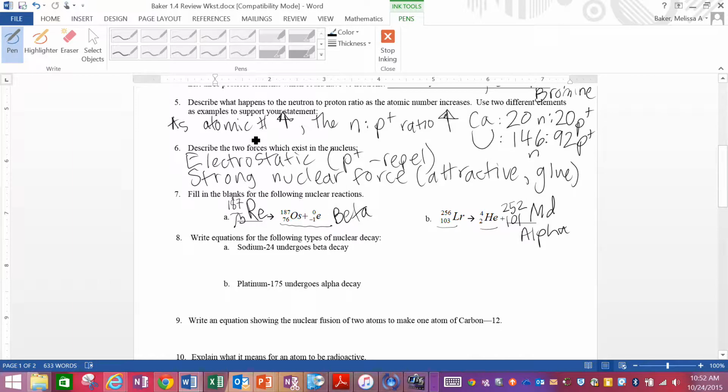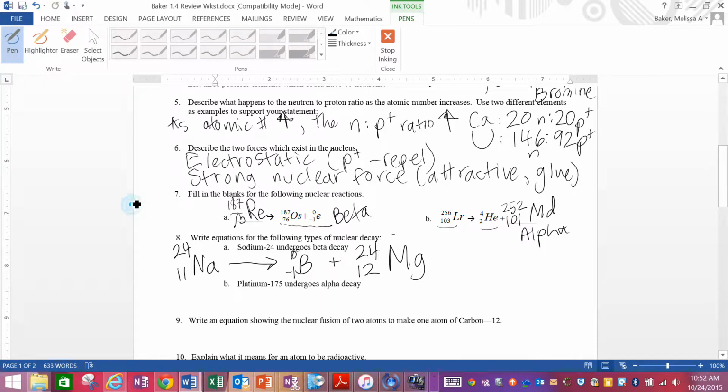Number 8, write equations for the following types of nuclear decay. Sodium 24 undergoes beta decay. Well, we know that that is the mass, so that goes in the upper left. If you look up sodium, it's number 11. If it undergoes beta decay, it's going to lose this beta particle. The mass number stays the same. The atomic number goes up by 1. You can also say to yourself, 11 minus a minus 1, that's 12. That's a new element. That's Mg, magnesium.